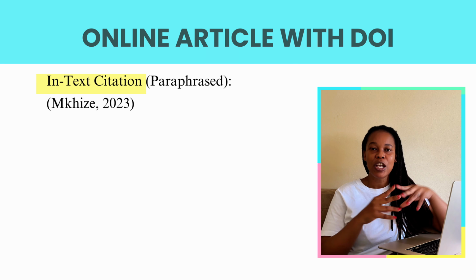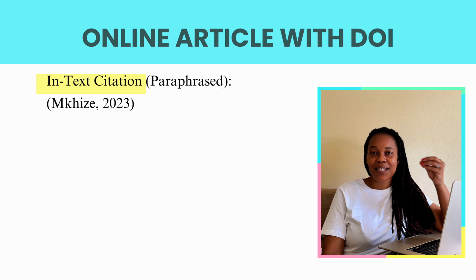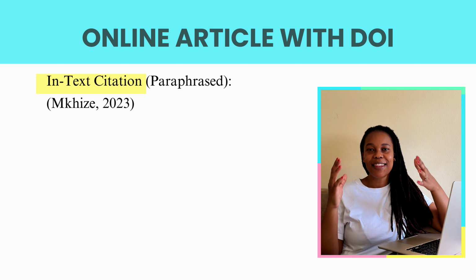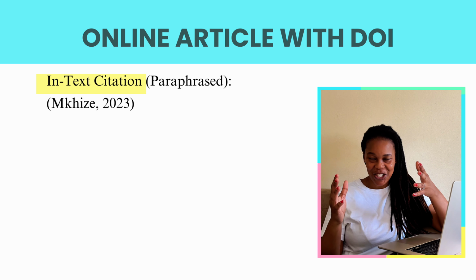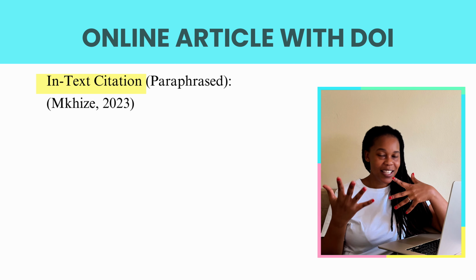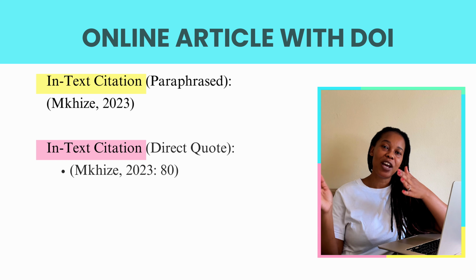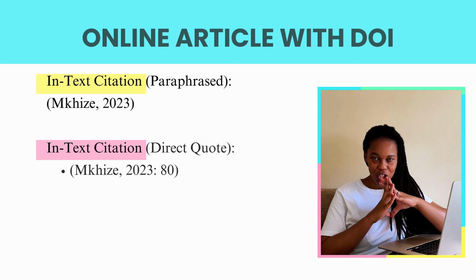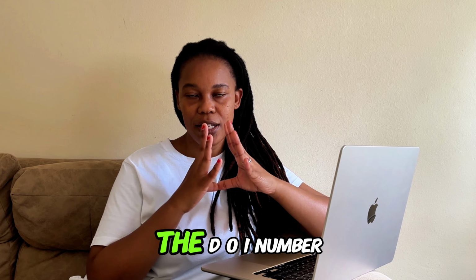Just like the printed journal, you cite the last name or the surname of the author, comma, and then the year or the date of publication of that journal. That is in-text citation. And again, if you're going to do a direct quote, then you need to add the source locator, which is the page. All right. So when it comes to the referencing, let's see where you place the DOI number.